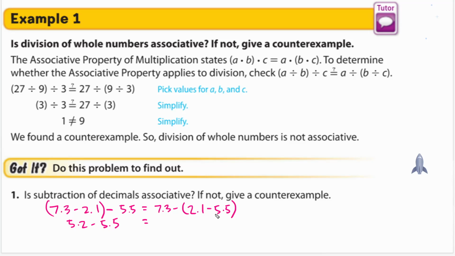Well, 2.1 minus 5.5, 5.5 minus 2.1. Oops. I wrote that in reverse. That's funny. Okay, let's try that again.